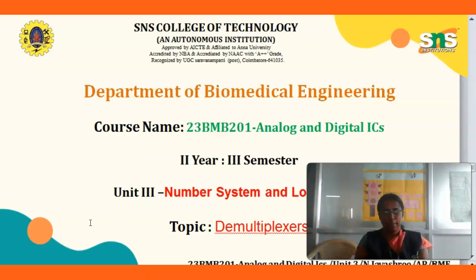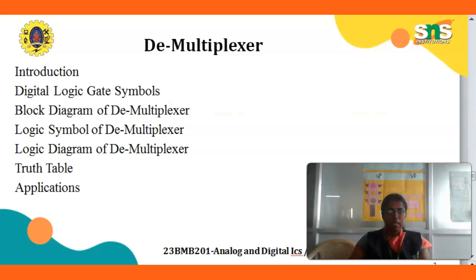I'm going to take analog and digital integrated circuits, number system, and logic gates under the topic of demultiplexers. In this introduction to demultiplexers, I am going to talk about digital logic gate symbols, the block diagram of a demultiplexer, the logic symbol of a demultiplexer, the logic diagram of a demultiplexer, the truth table, and its applications.